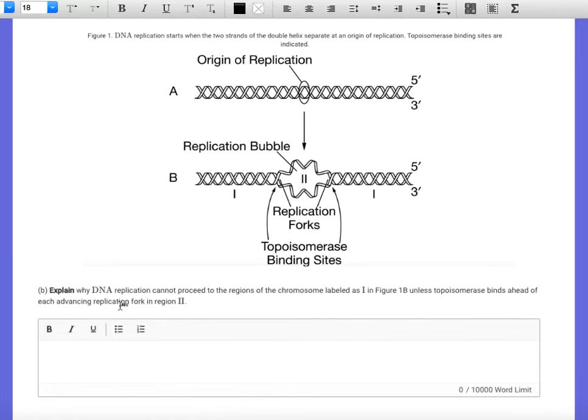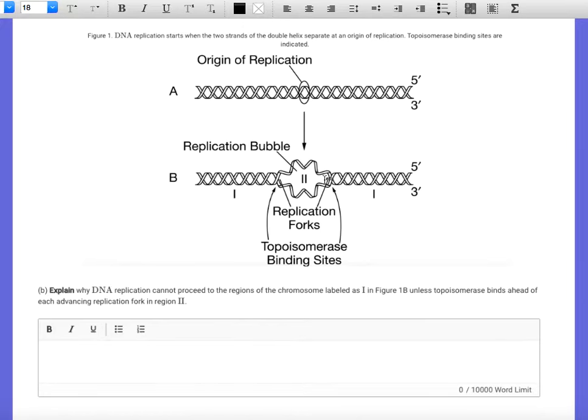Okay, so explain why DNA replication cannot proceed to the regions of the chromosome labeled as 1 in figure 1b unless topoisomerase binds ahead of each advancing replication fork in region 2. Well, when you guys made your models, you showed this, because in order to get this open for replication, you need DNA helicase, because as you all know, DNA is in a double helix, and helicase has to go through and unzip your genes.